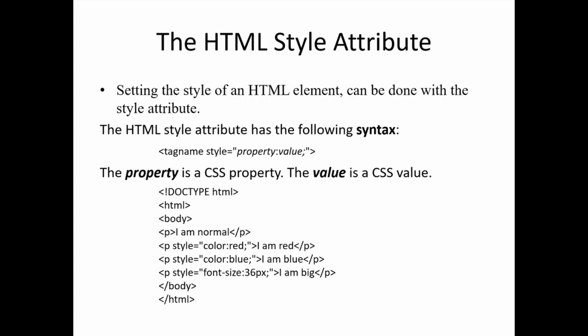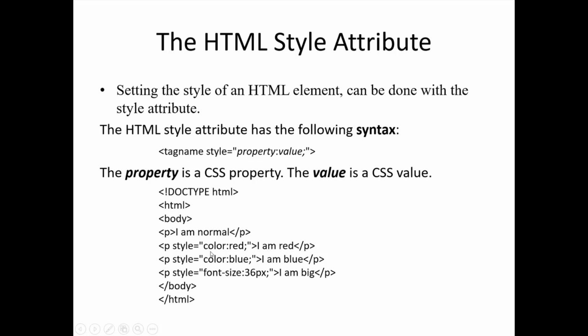So the HTML style attribute, where we will be using the CSS part. The HTML style attribute is for setting the style of an HTML element. It can be done with the style attribute. The syntax is tag name space style equals property colon value followed by a semicolon. The property is a CSS property and the value is the CSS value. We will be using the style attribute when we use CSS, and CSS is Cascading Style Sheets.